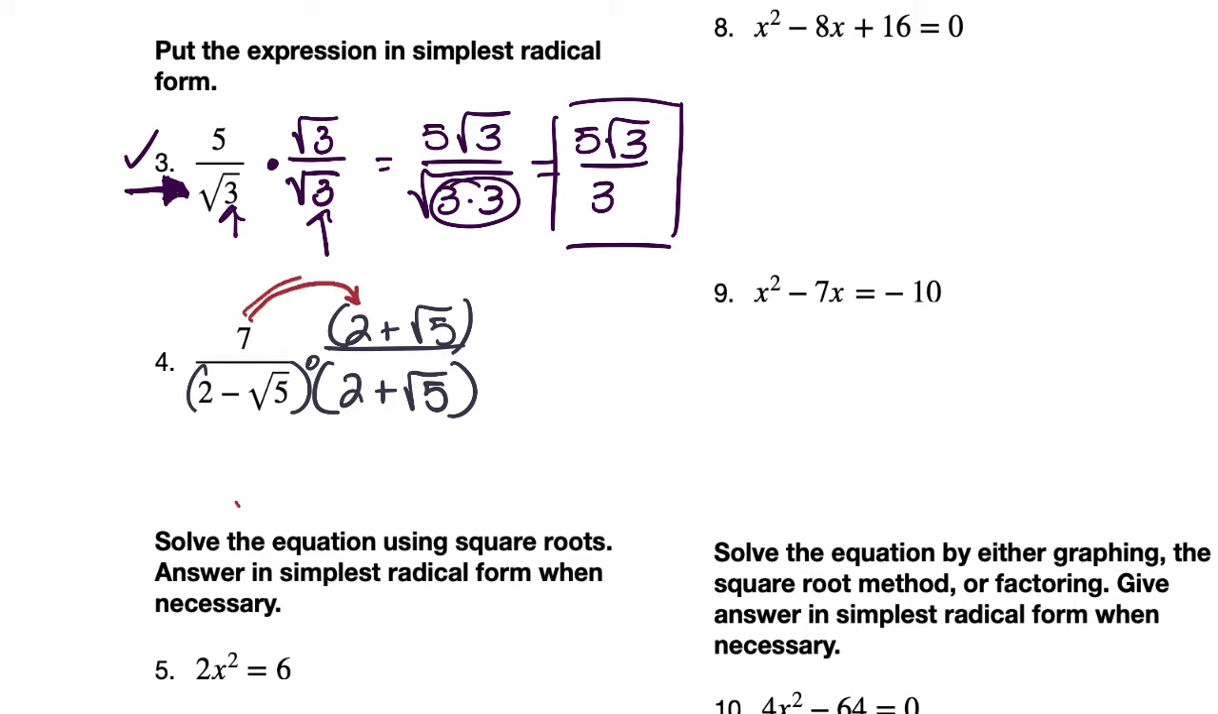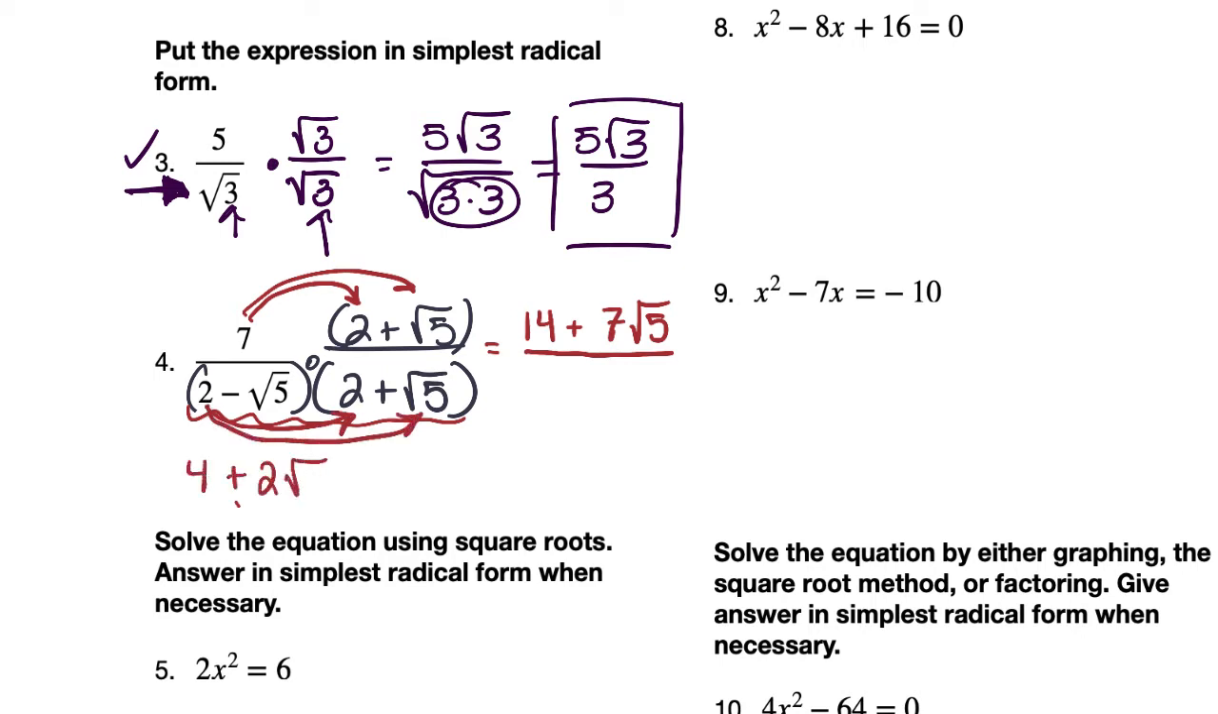So you distribute here. 2 times 7 is 14, and 7 times root 5, we just write 7 times root 5. And this you can get out your calculator for, but I'll show you how to do it by hand. You go 2 times 2, and you go 2 times root 5, and here's the beautiful thing. That 2 root 5 looks kind of messy, but every single time you'll also end up with this negative root 5 times positive 2.